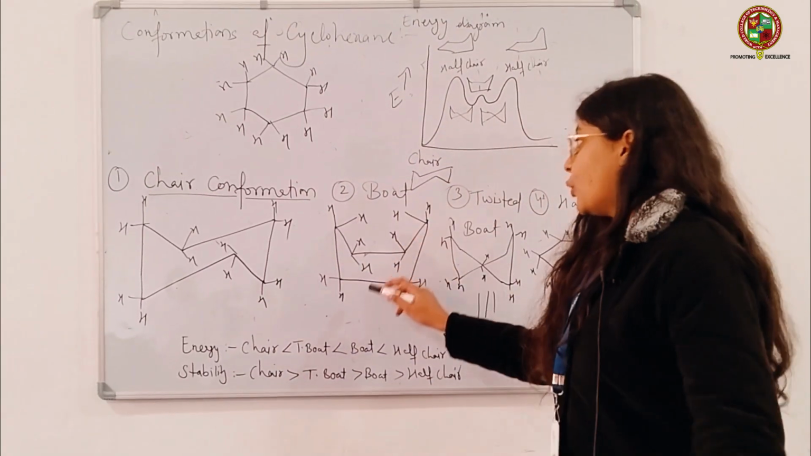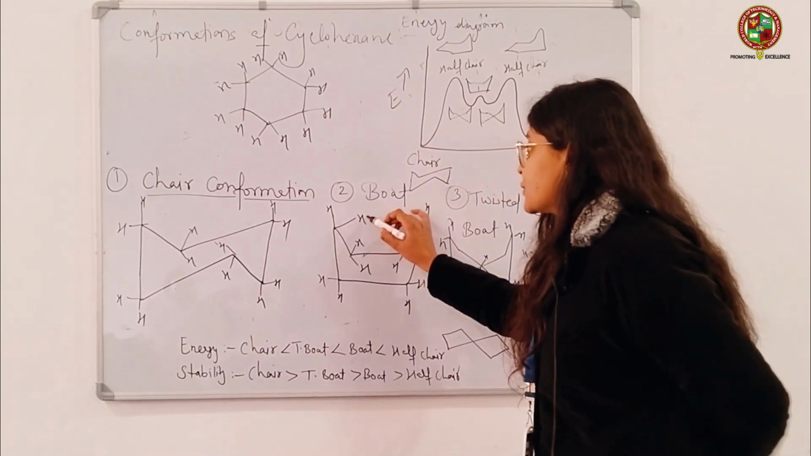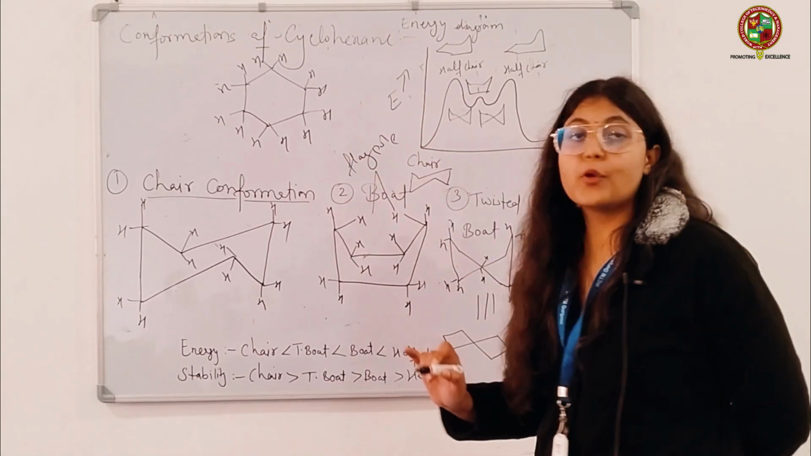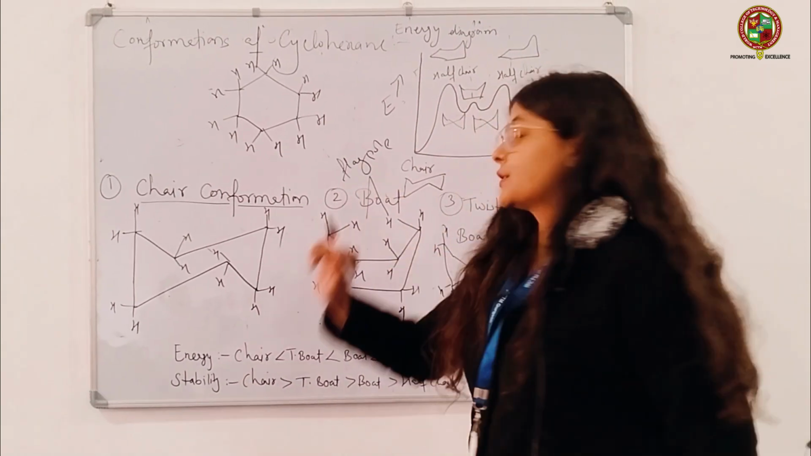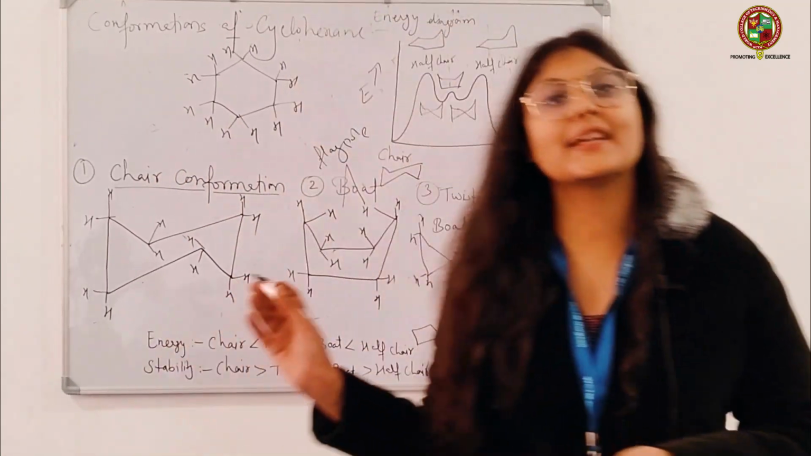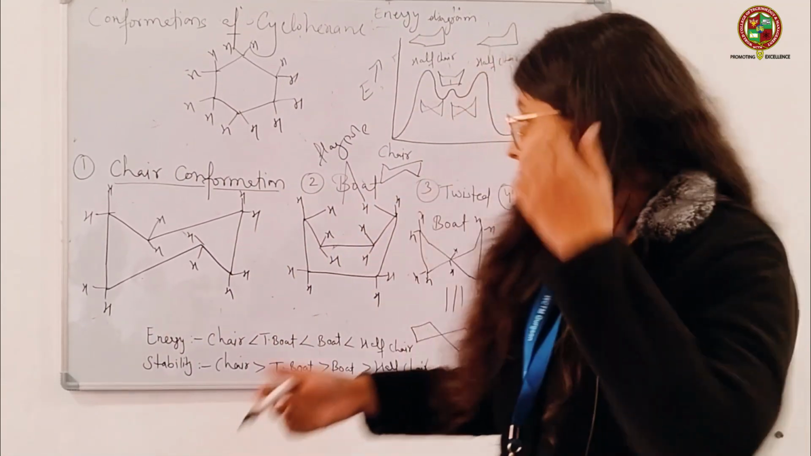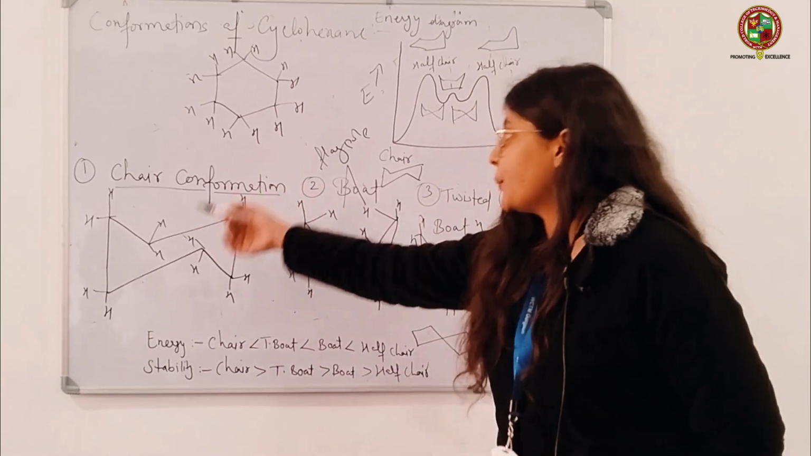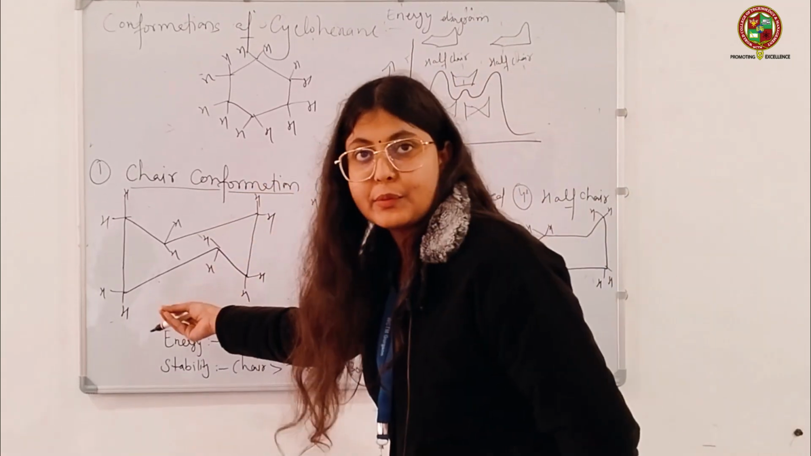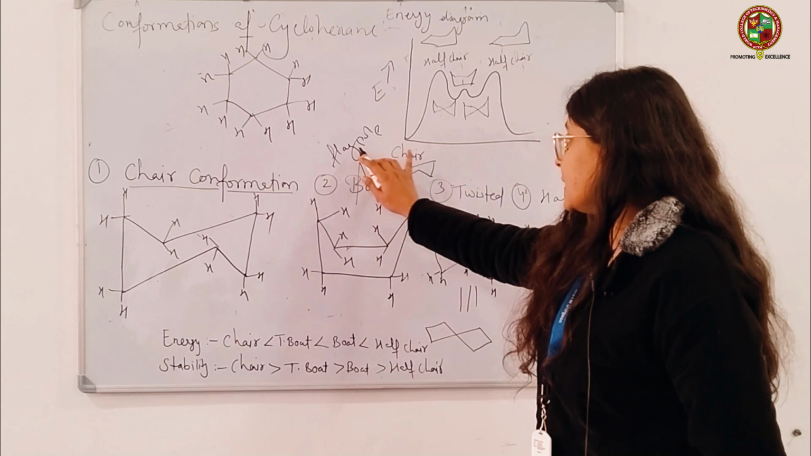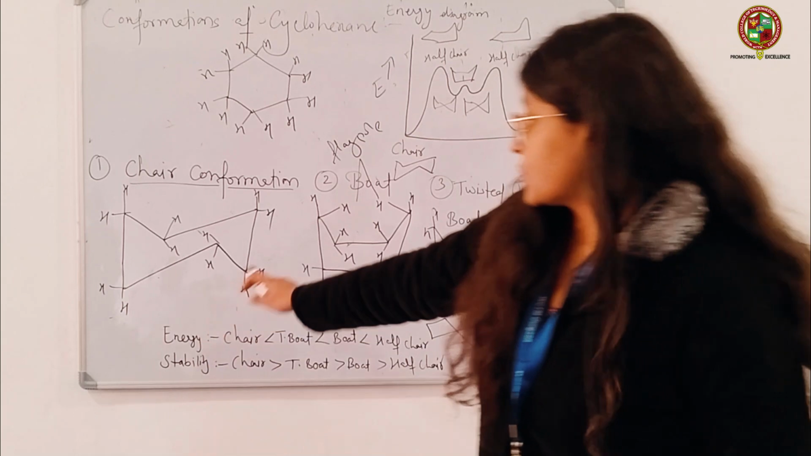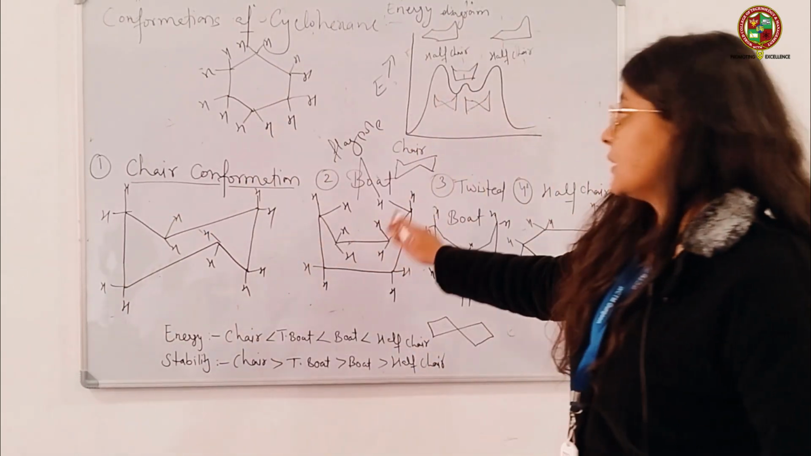Now the boat conformation. The boat conformation has these 2 hydrogens, which are called flagpole hydrogens. They are nearly connected to each other. That's why steric strain is more as compared to the chair conformation. The boat conformation has these flagpole hydrogens, and that's why steric strain is increased. So we can say for chair steric strain is less, and for boat steric strain is more.